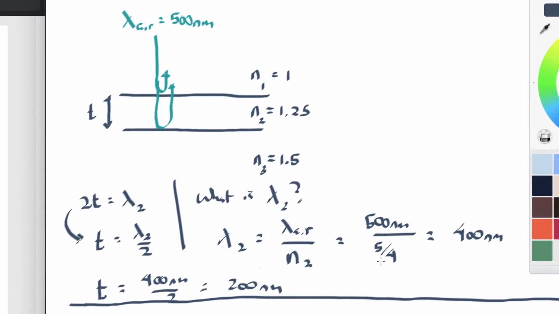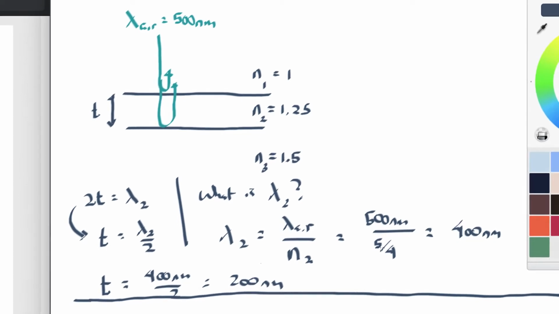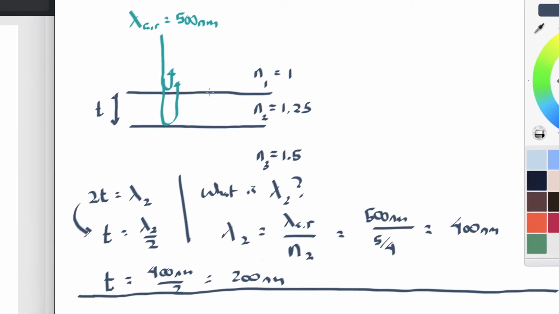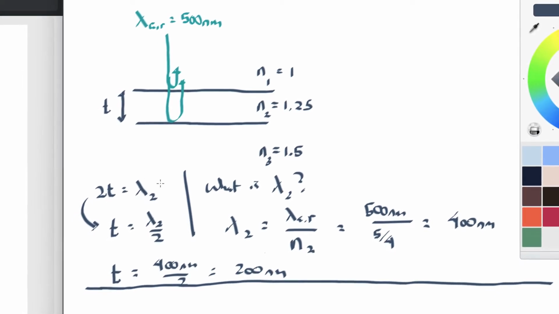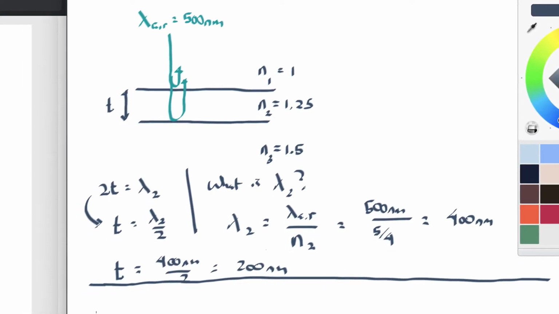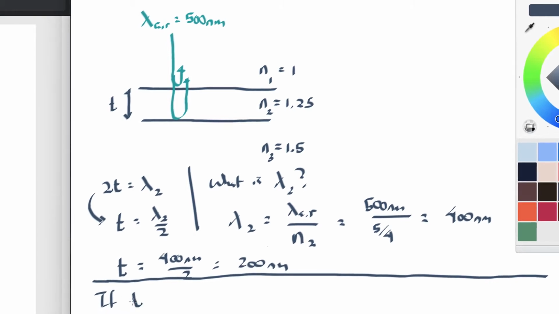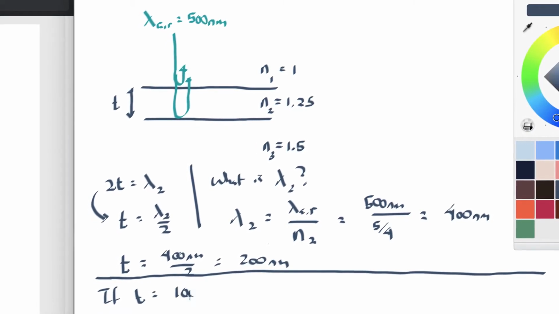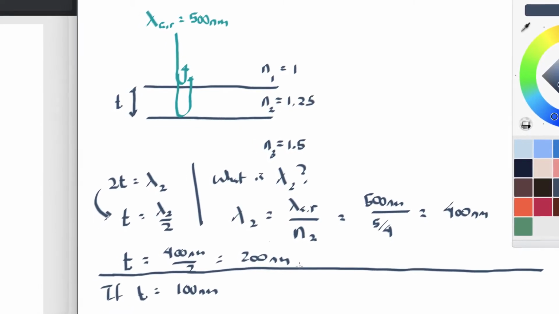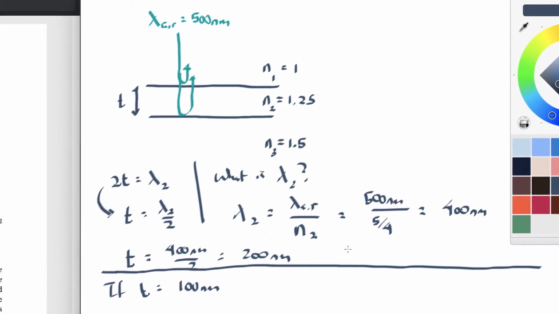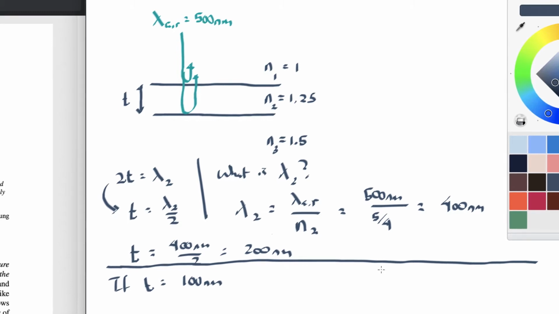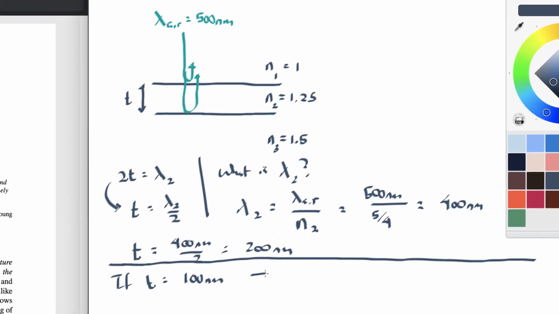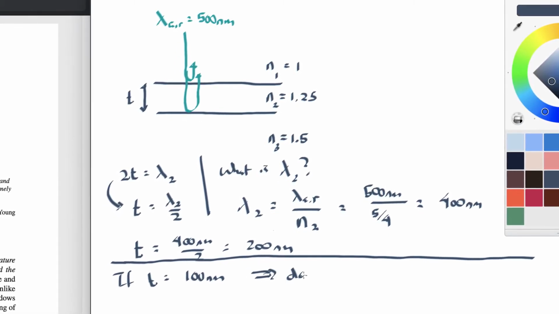You might also imagine if you made this just the right thickness, let's say 2T was a half of a wavelength, that is, T is 1/4 of a wavelength. If T was equal to 100 nanometers, then by the time this wave travels through on the way down and back up, it will have gone through 200 nanometers, which is half of a wavelength, and it will be destructively interfering, and that would mean that the film would appear dark.